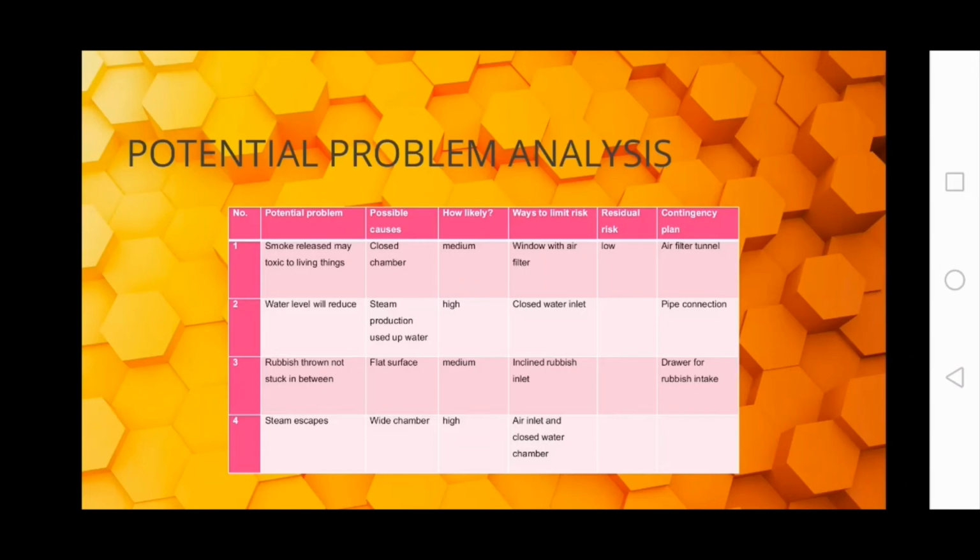Third, rubbish thrown may get stuck in between because of a flat surface. To reduce this problem, we have come up with an inclined rubbish inlet to ease the rubbish movement. Fourth, steam escapes because it is a wide chamber. The way to limit the risk is a closed air inlet between the water chamber and the turbine, so the steam won't escape to other parts, only to the turbine.